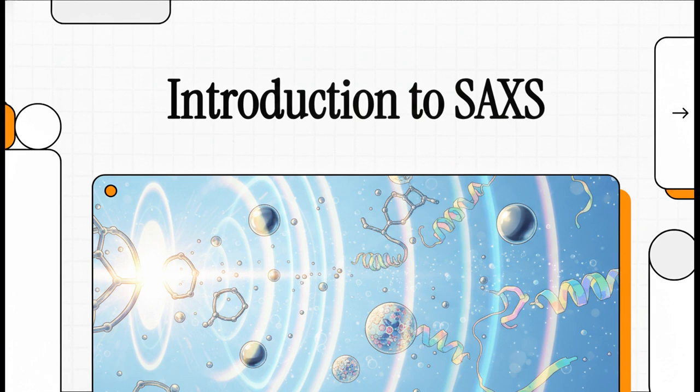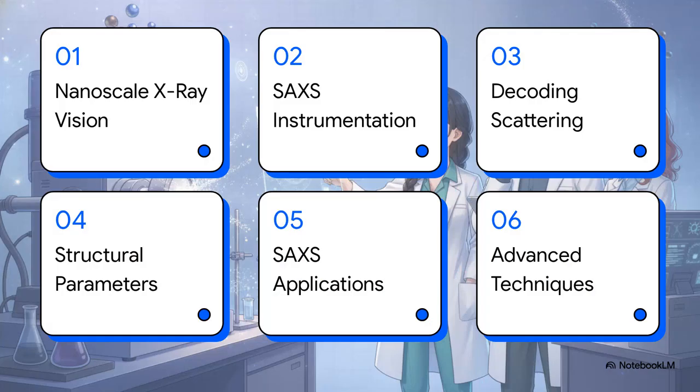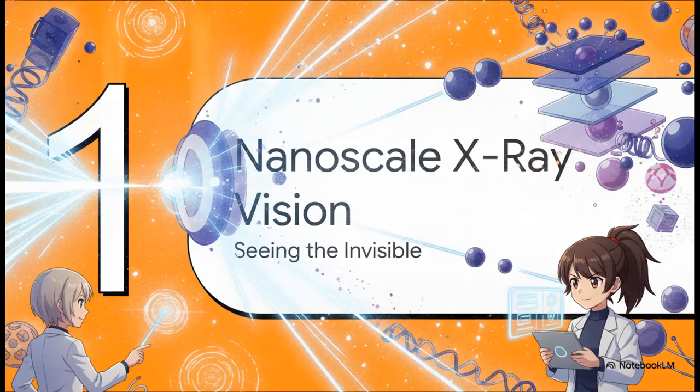Okay, let's dive into this. Here's our roadmap for today. We'll be covering the nanoscale X-ray vision, SAXS instrumentation, decoding the scattering pattern, structural parameters, SAXS applications, and finally, advanced techniques. Let's get right into it. Starting with Section 1, the nanoscale X-ray vision, seeing the invisible.